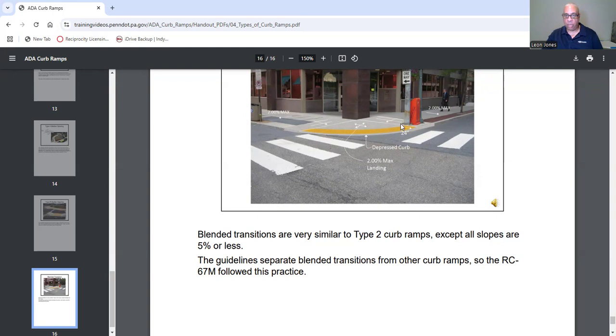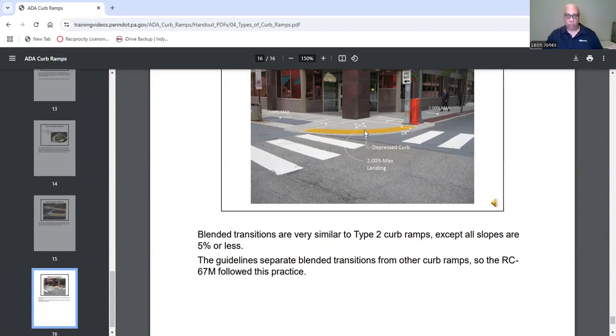So basically, this is your depressed curb. You have your 2% max. You have your 24-inch detectable warning surface, and this landing right here. And this, well, it's not a landing, it's a slope. And this slope right here, instead of it being 8.33, it's 5%. And that's why you need to know what type of ramp that you're looking at.